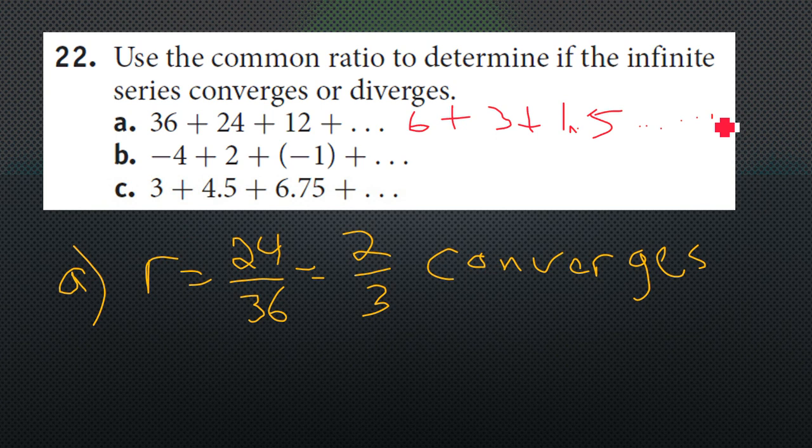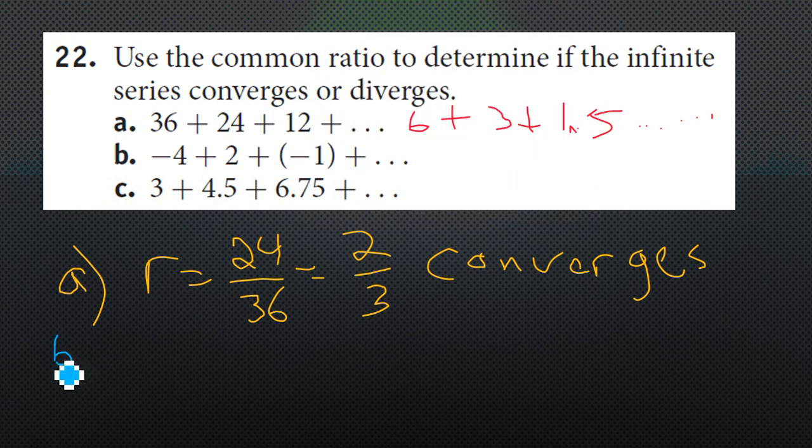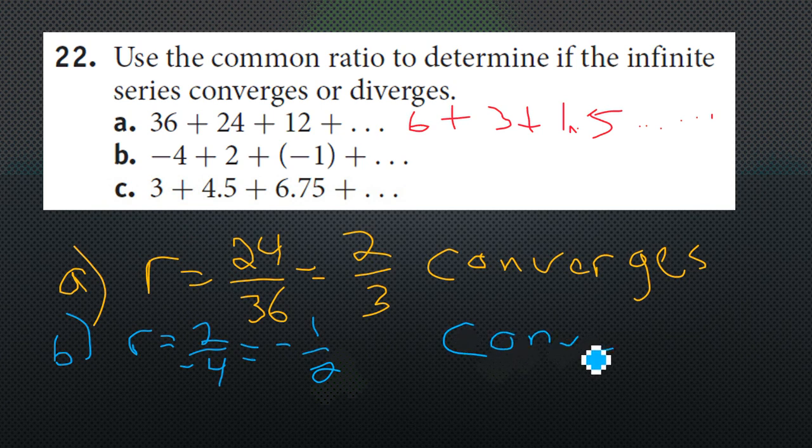Okay, let's look at our second example here. B. So it appears to get smaller here, and in fact that's the case. In this case, our ratio is 2 divided by -4, so our ratio is -1/2. So again, converges to a sum. So we can get one number out when we add all the pieces together.